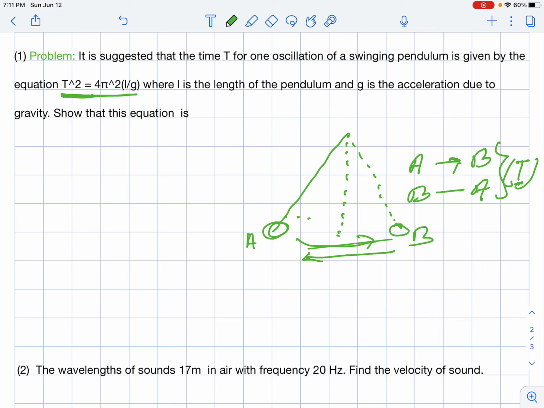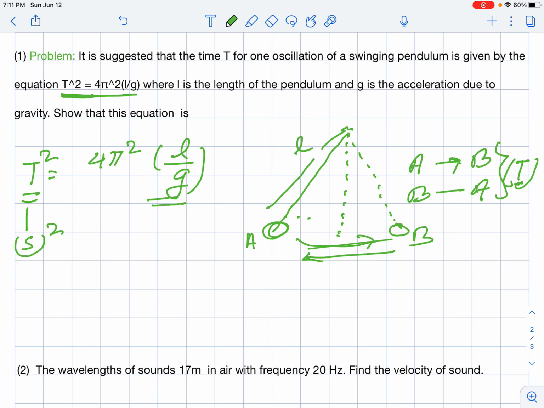Okay, let's do it. What is T squared? T squared equals 4 pi squared L by g. L is the length of the pendulum. We have to check that the unit on the left-hand side must equal the unit on the right-hand side. What is the unit on the left-hand side? This is time. Time we measure in seconds, so this is second squared.